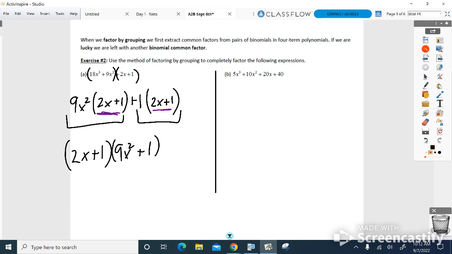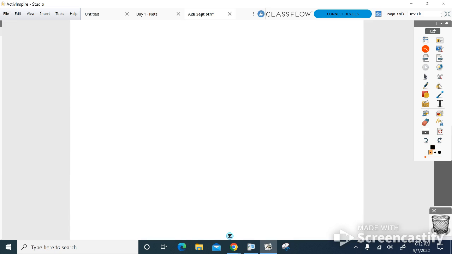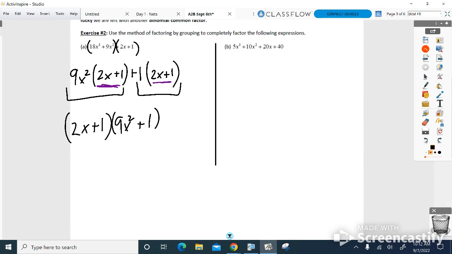Actually, wait, maybe. Hold on. Are we done? Here's why I'm asking you guys. 9, perfect square. X squared, perfect square. 1, perfect square. Can I keep factoring this like I did yesterday? Perfect squares? Yeah. No.